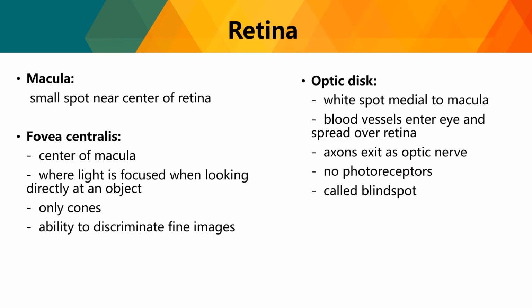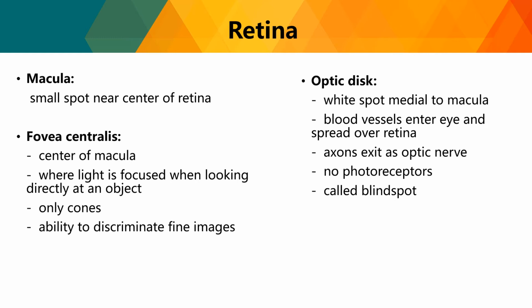Next, you have your retina. So your retina has a macula. This is a small spot near the center of the retina. And then you will also see there a fovea centralis, which is found at the center of your macula. This is where light is focused when looking directly at an object, and it only has cones on it. So it has the ability to discriminate fine images.